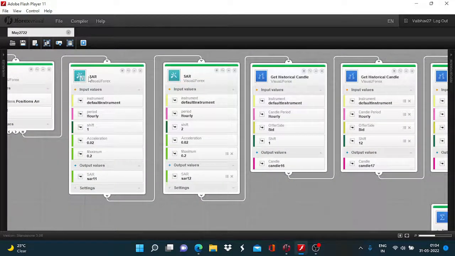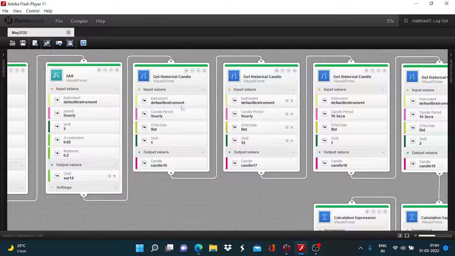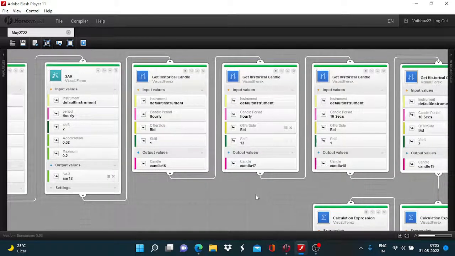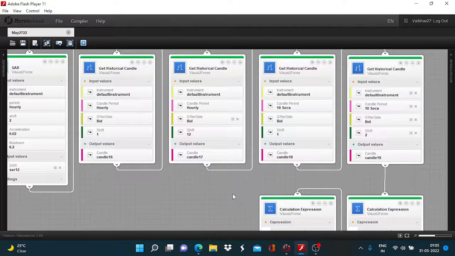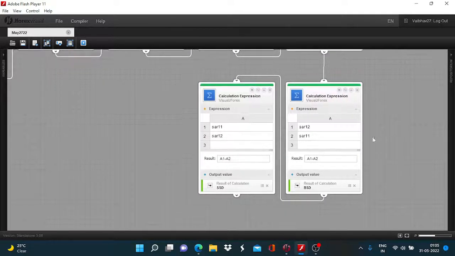I have added these parabolic SAR indicator blocks with the varying candle period. No, the candle period remains the same. Only the look back period is different, 1 and 2 respectively. To look at the price volatility, we are also relying on the input candles of this get historical candle with the look back period of 1 and 12. So we will be considering the price volatility over last 12 hours, and depending on that, we will also be looking to optimize the trade entry point. To define certain variables, we have taken into consideration these calculation expressions.